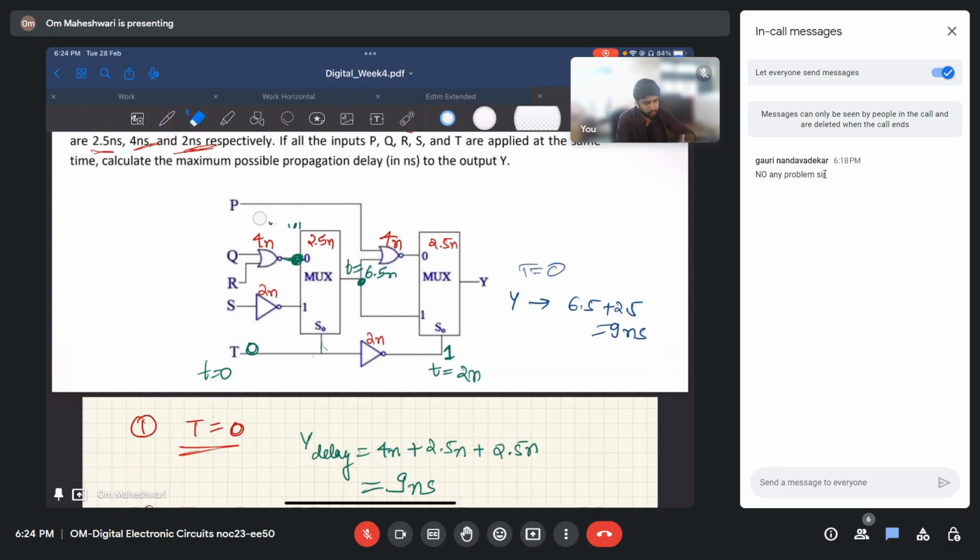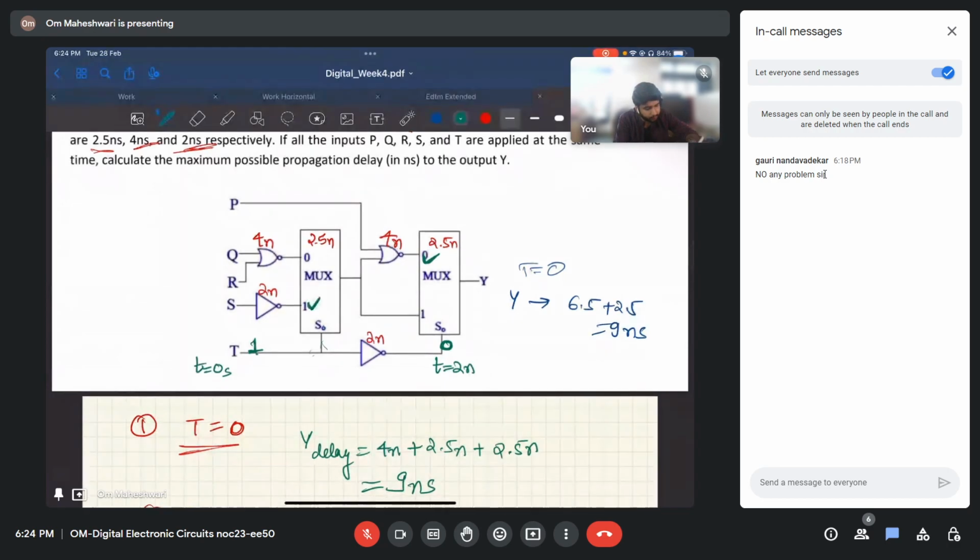So let me erase these things. So now when t equals to 1. So at time 0 seconds, here it is 1. Okay. And after 2 nanoseconds, here 0 will go. So after 2 nanoseconds, this is turned on. And here instantly this is turned on, right? So here there is no delay for this turning on, but here is 2 nanosecond delay. Now after this, a 2 nanosecond delay will occur, and this input will reach here.